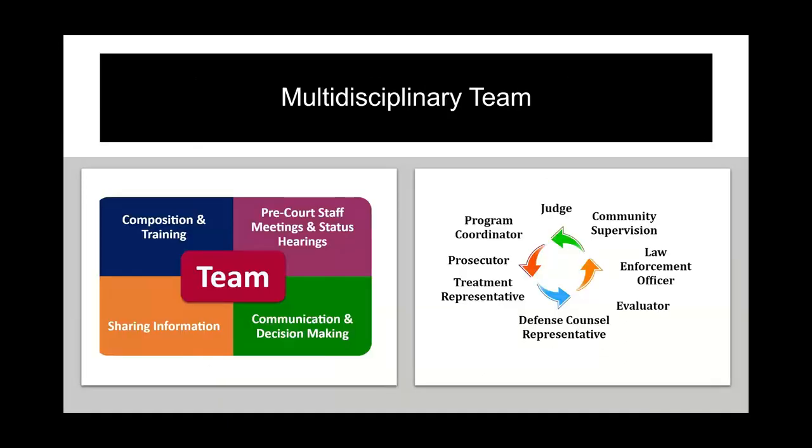And then just a note about the multidisciplinary team, because it is so much different than what you are looking at in, like I said, traditional case processing. The bones of your multidisciplinary team for a treatment court, and we'll talk about the differences in the different models, is going to be a judge, community supervision, so probation usually, a law enforcement officer, a defense counsel representative, and there are some constitutional law implications there that we can talk about if you're interested, a treatment representative, a prosecutor, and a program coordinator. An evaluator is there too. The evaluator is an important part of the component, but not necessarily a team member.